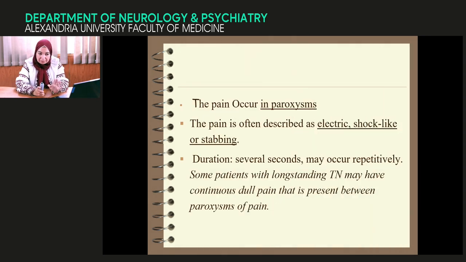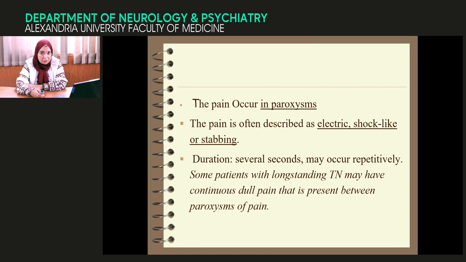The most characteristic feature is that the pain occurs in paroxysms and is always described as electric shock-like or stabbing pain. This is by patient complaint. The duration may be several seconds, and it may occur spontaneously and repetitively, with repetition over seconds.